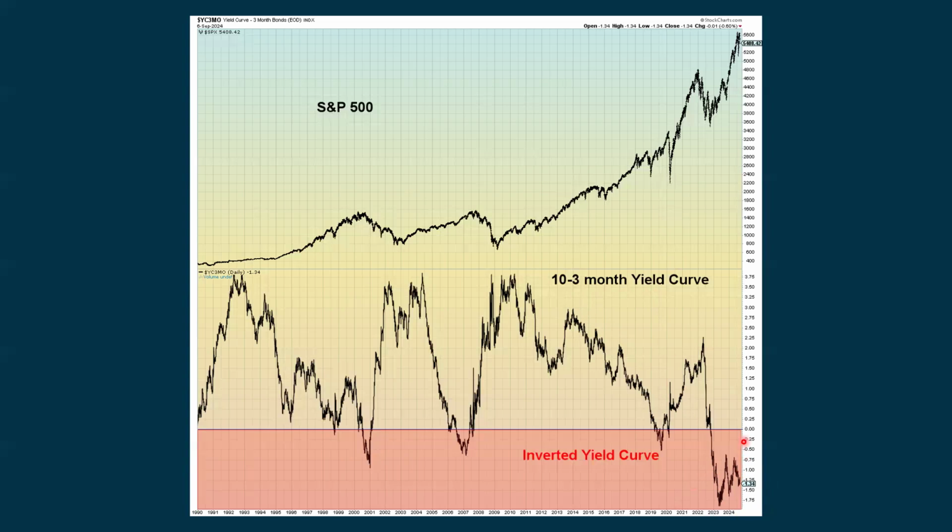Now, the 10 to the 2 went inverted first, and now it's switched back to being uninverted. And we'll have to see if it can stay that way, because it's just barely going back to looking normal here. It could slip back and become inverted again. But then it was the 10 to the 3-month that happened a number of months after that. And so it's going to take a little bit more for this to come back. You can see we're still pretty far away from getting back to an uninverted state.